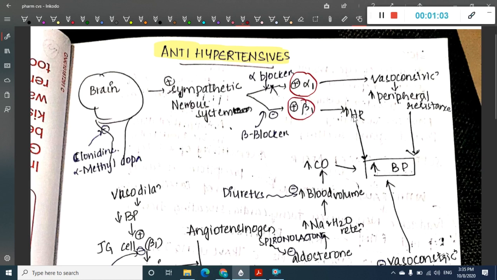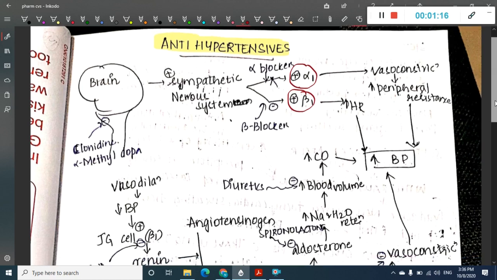So alpha 1 activation due to stimuli causes vasoconstriction, leading to increased BP. Similarly, beta 1 activation causes increased heart rate and thus increases BP. In this way BP is increased.